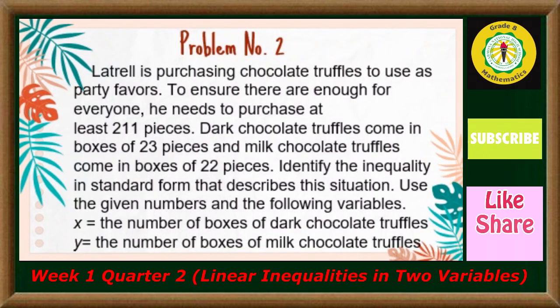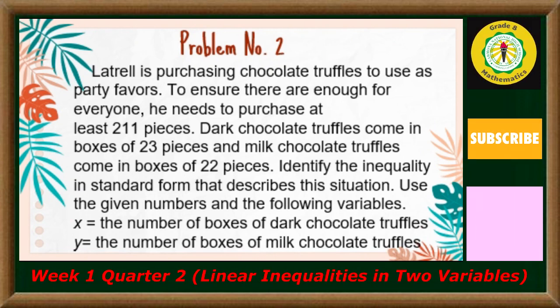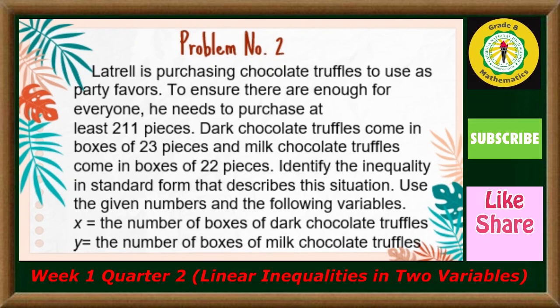Problem number 2. Latrell is purchasing chocolate truffles to use as party favors. To ensure there are enough for everyone, he needs to purchase at least 211 pieces. Dark chocolate truffles come in boxes of 23 pieces, and milk chocolate truffles come in boxes of 22 pieces. Identify the inequality in standard form that describes this situation. Use the given numbers and the following variables. X equals the number of boxes of dark chocolate truffles. Y equals the number of boxes of milk chocolate truffles.